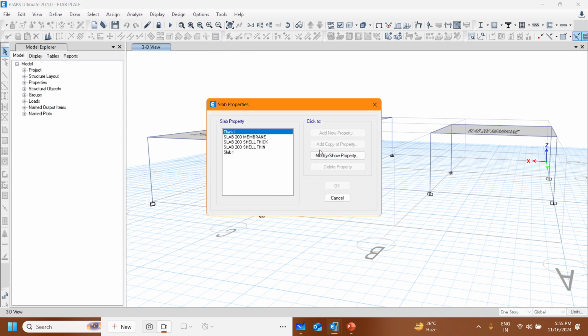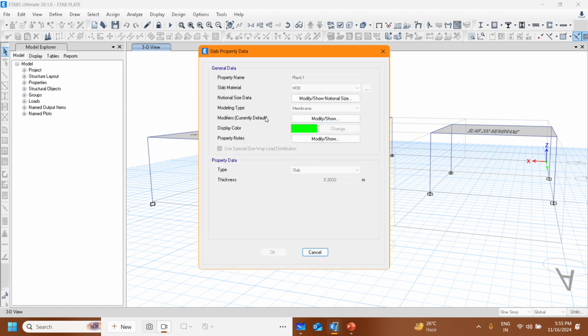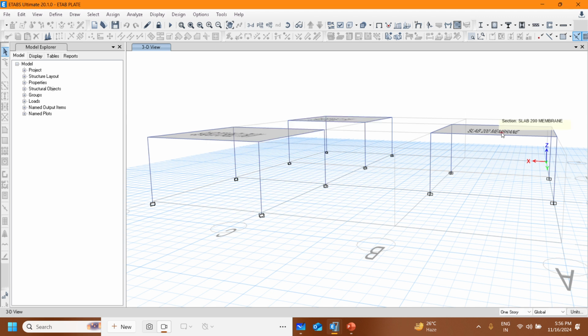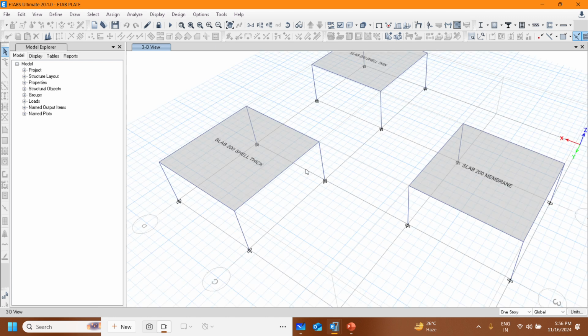So select the element, how to select the element type, property data. By this way we can change the property data. Property data means it is a kind of slab, it is a kind of column, and the modeling type, how can we model the structure?